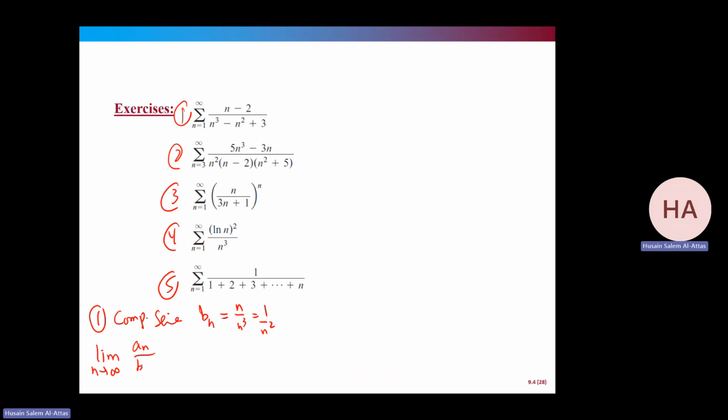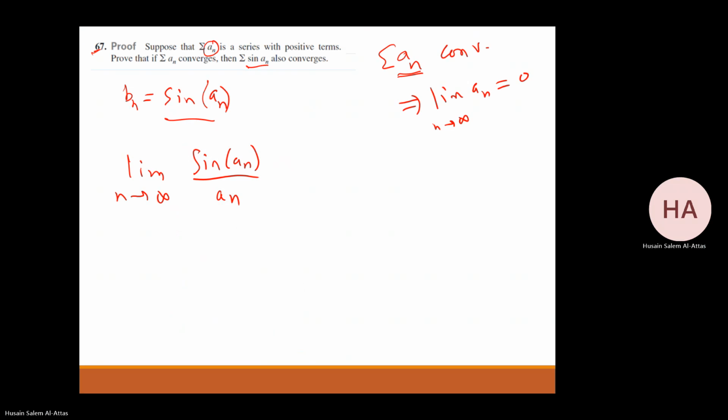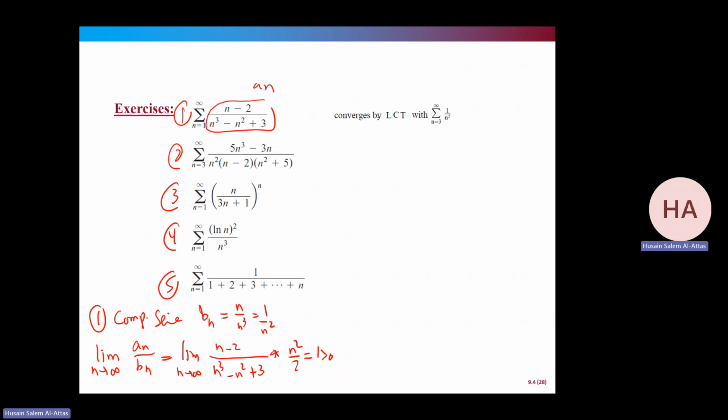An over Bn. This is my An. So that will be the limit as n goes to infinity of n minus 2 over n cubed minus n squared plus 3, times n squared over 1. Same degree, so that is 1, positive. So this series will converge by the limit comparison test with this one, which we did.